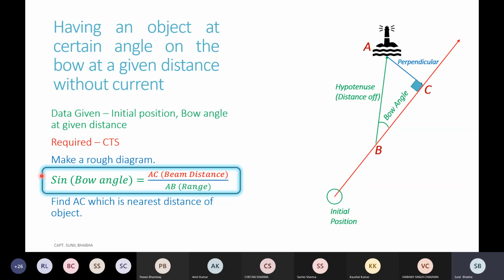You can note down this formula, you can memorize it, and in case you are running short of time in the question paper and you are not able to make this rough diagram, then you can straight away use this formula and find out the beam distance or the nearest distance and use it in your plot. However, if time is there, it is recommended that you make a small rough diagram like this so that the examiner knows from where you have obtained the formula.